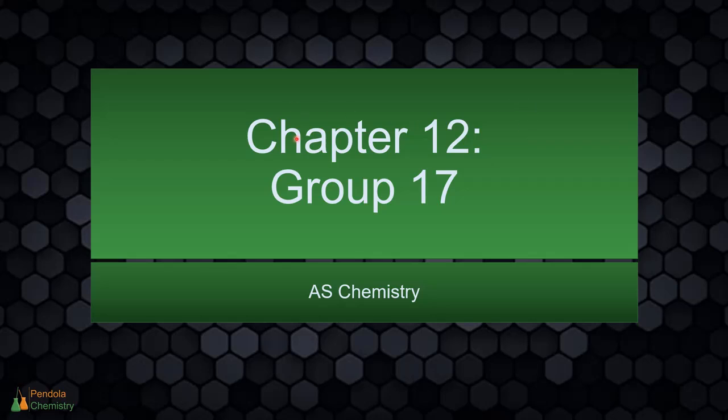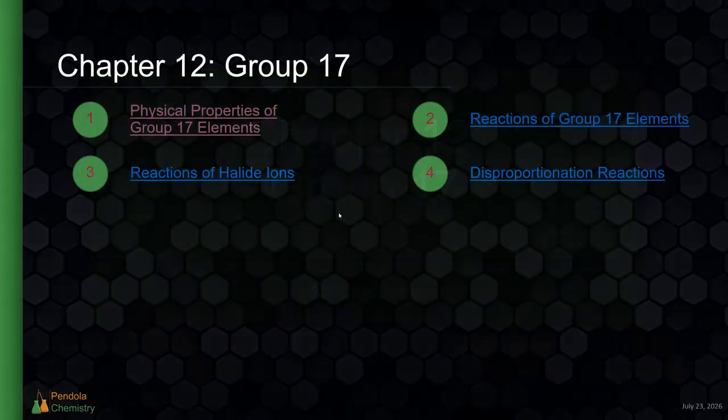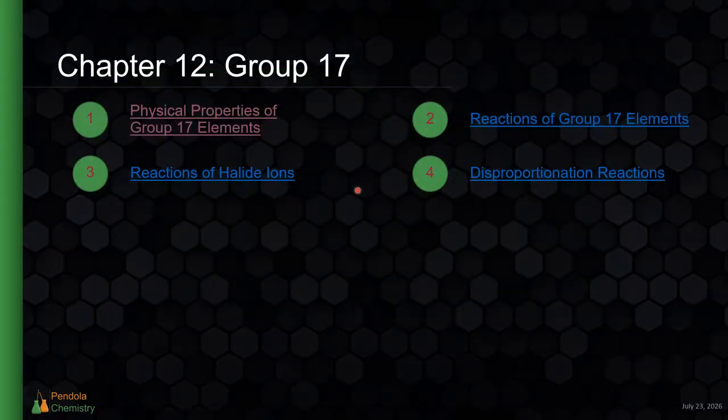In this video today, we're going to start chapter 12 of the AICE Chemistry book, which goes over group 17 elements, or the halogens, essentially. So this chapter is all about inorganic chemistry and the reactions and properties of those halogens. There are a total of 4 sections in this chapter.